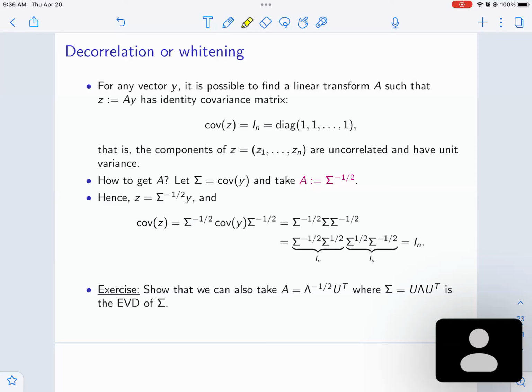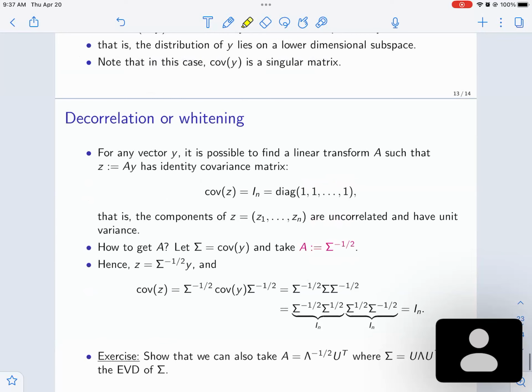The point is that I want to have a linear transformation. So if I have a random variable y, I want to see if I can find a matrix A such that I transform y by this matrix. Remember, matrices are linear transformations. I get a new random variable, let's say of the same dimension. So this is n by 1, this is n by 1, and this is n by n.